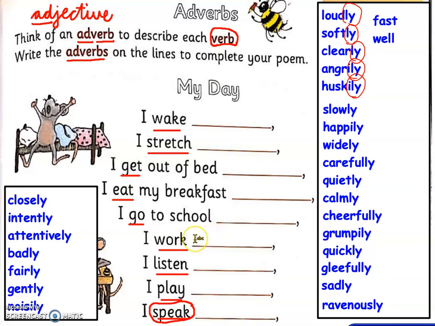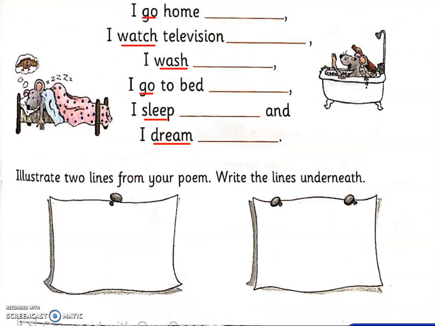I work, you could say I work well in school, I work happily, I work quietly, I work neatly. We don't have that one written, I'll put it up here. Neatly. It's another one. So we said how you listen, how you play, and we have already how you speak: loudly, softly, clearly, angrily, huskily, and any others you can think of.